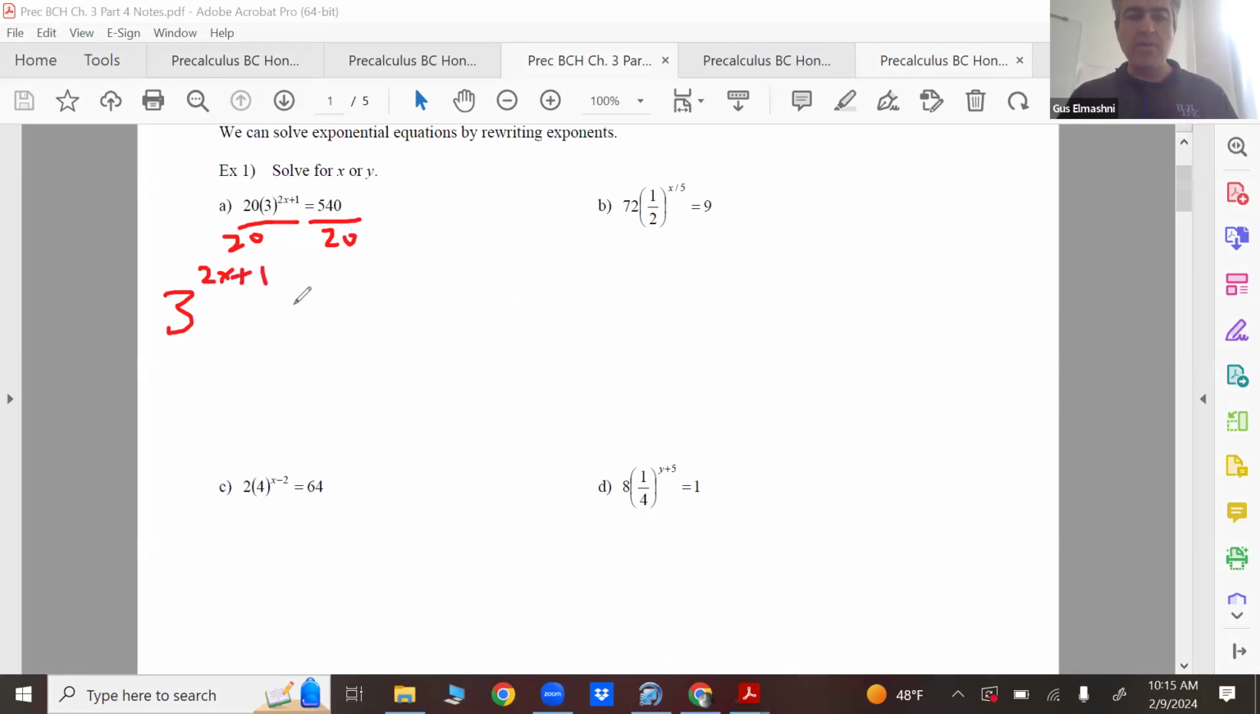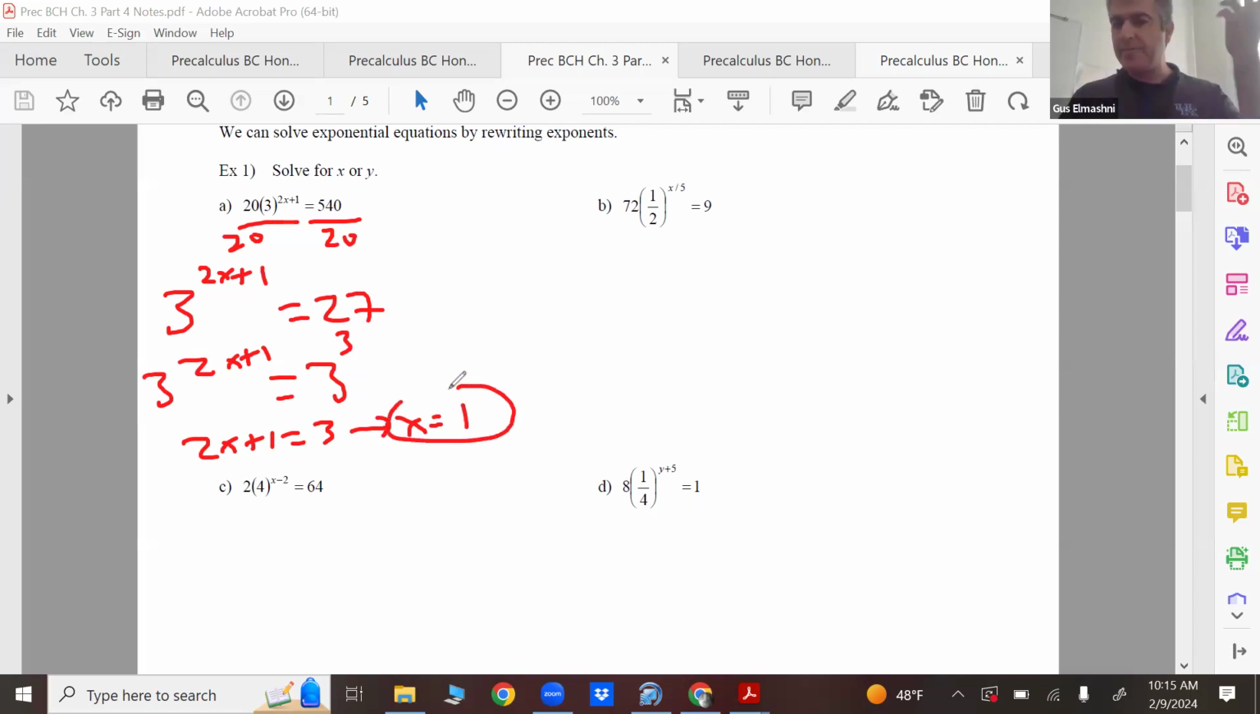So you got this equals 27, right? 27 is 3 cubed. We know this. 2x plus 1 equals 3. X will be 1. That totally makes sense. If I plug in 1, all is good, right? Makes sense. I'll do C as well.